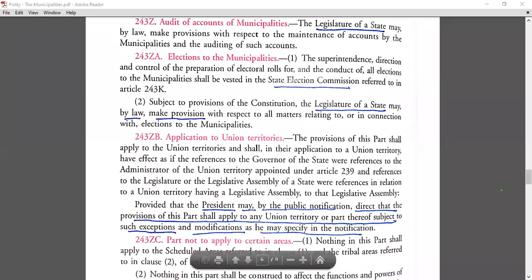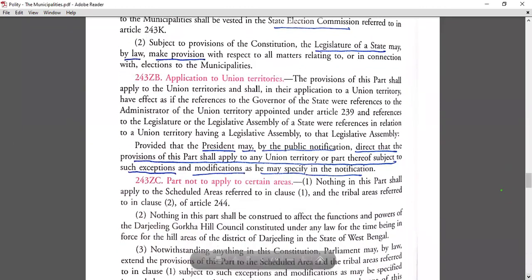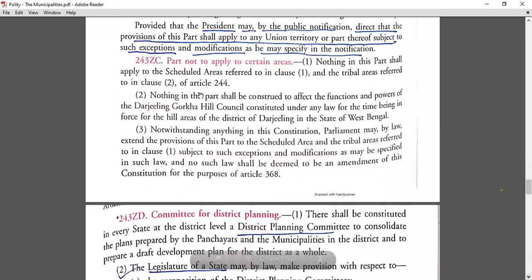Part not to apply to certain areas. Obviously, this part will not apply to the scheduled areas, because we have a different article for that. Article 244 we have for tribal areas. Nothing in this part shall be construed to affect the functions and powers of the Darjeeling Gorkha Hill Council. Okay, so all these things are the same as for panchayats. It will not be implemented in scheduled areas and tribal areas.